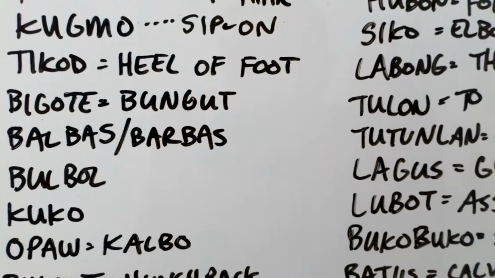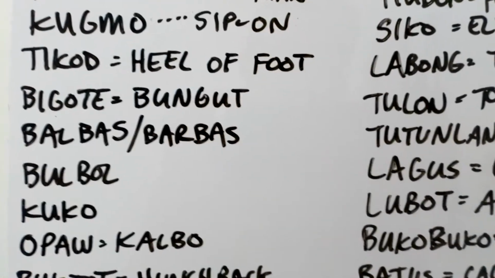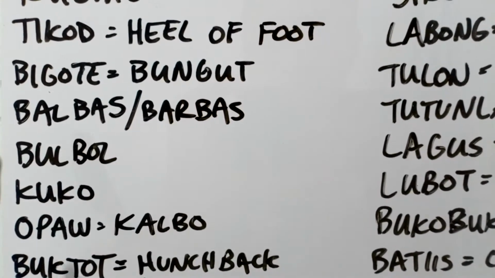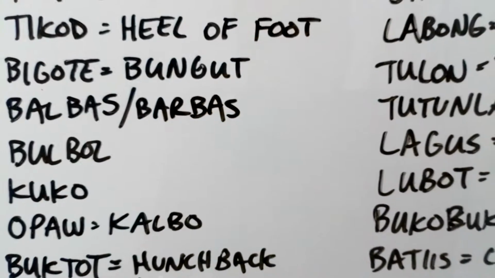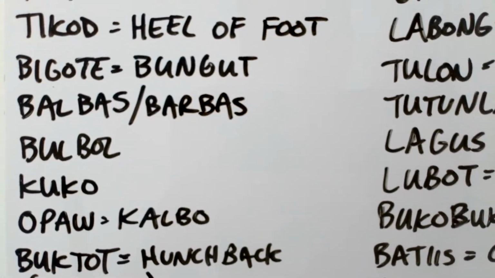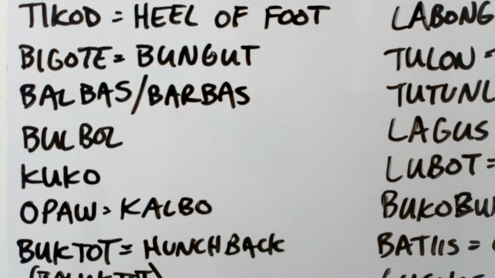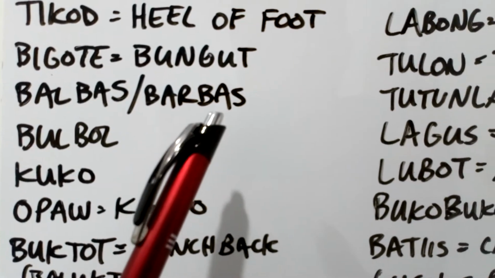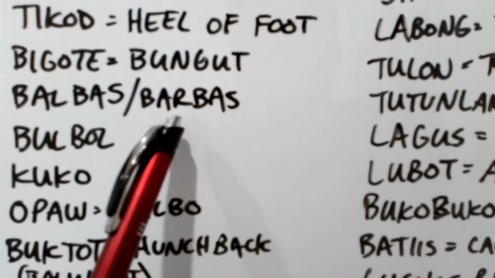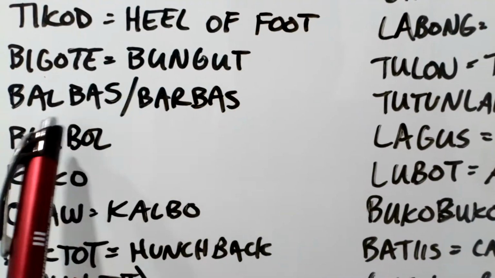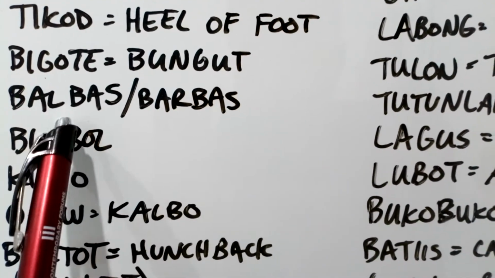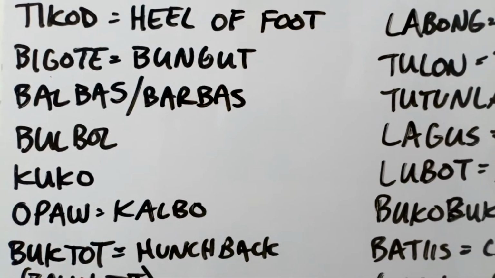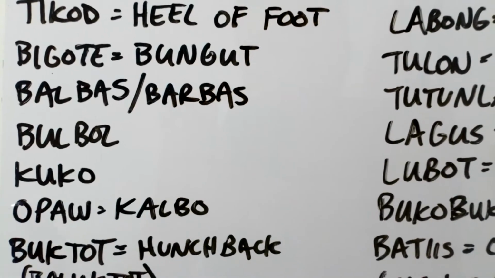Bigote is bungot, right? For those of you who don't know, bungot is like your mustache or the beard area, the mustache for men. Bigote is a borrowed Spanish word, but bungot is the indigenous word, okay? And then barbas or barbas, they're the same thing. It just means beard, okay? Beard. They're both borrowed Spanish. Actually, barbas is a Spanish word, borrowed. But remember, we have the lateral liquids, the and the right? The and right? They are both allophones. So remember allophones. So that's why they both exist.